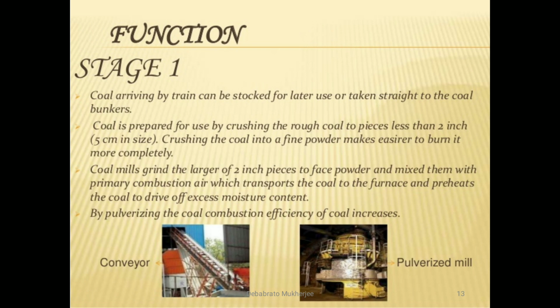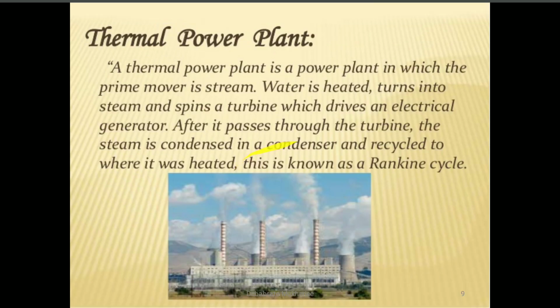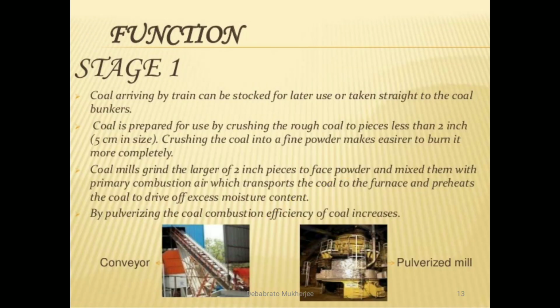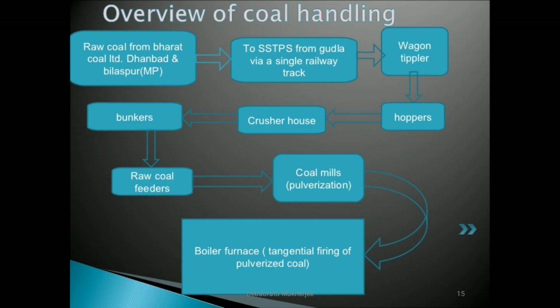Stage 1. This is a conveyor belt, this is a pulverized mill, which I have told you, this is the only way of transportation from coal handling plants to a pulverized mill to a boiler. Second, you can see coal delivery is done through roadways or railways. Unloading is done, then outdoor storage, preparation, transfer, covered storage, in plant handling, then the furnace. Okay.